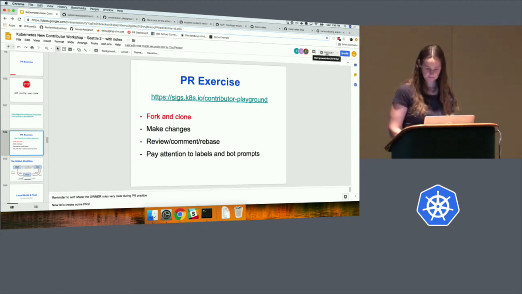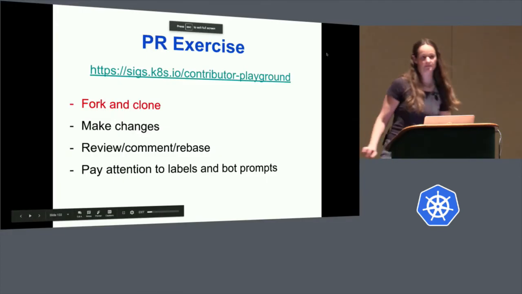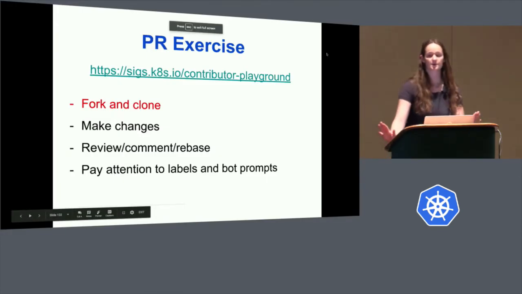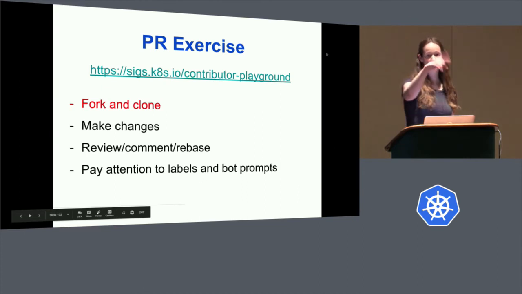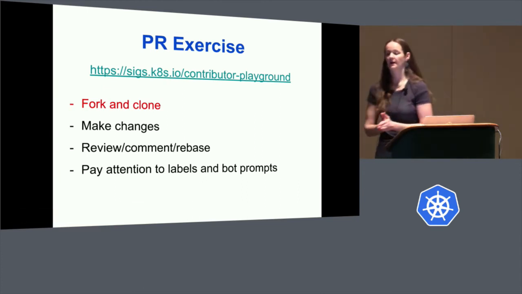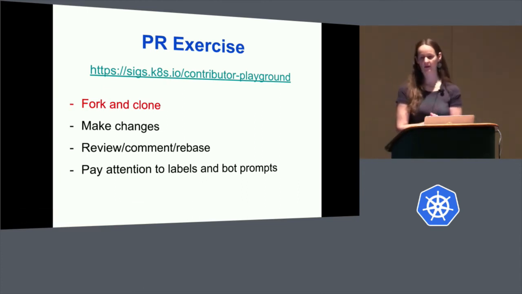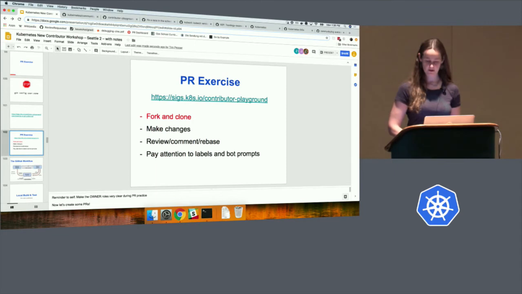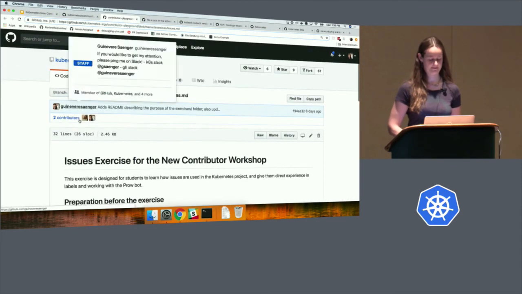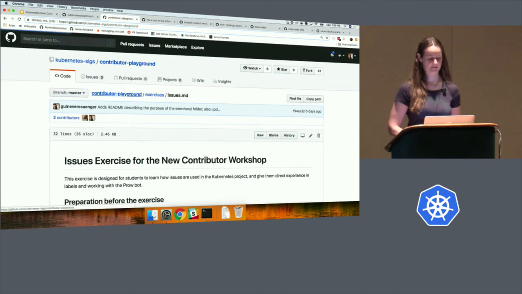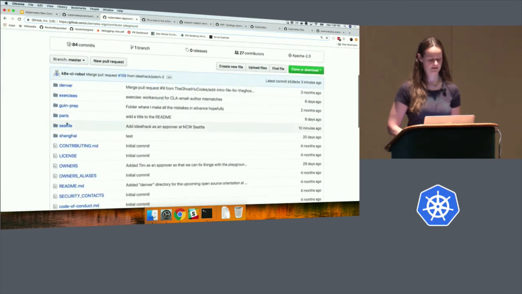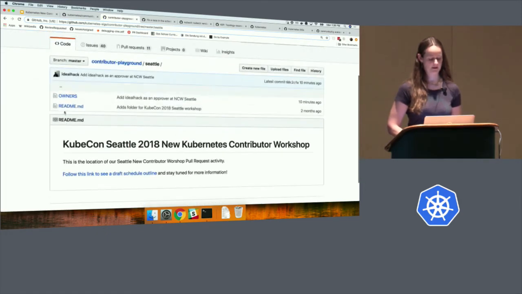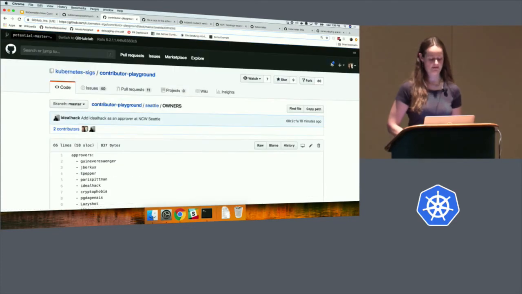Okay. So again, if you need help, Tim and Yang are going to be able to help you out. Pick 2 people on your table. Actually, no, before we do anything, I want you all to go to the Seattle folder on the contributor playground and look at the owners file.